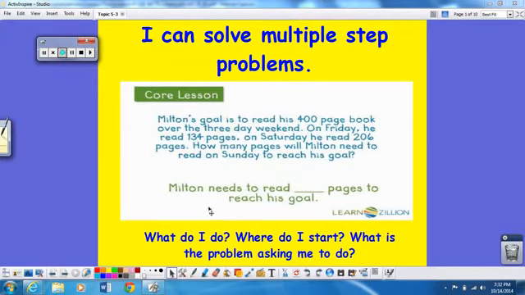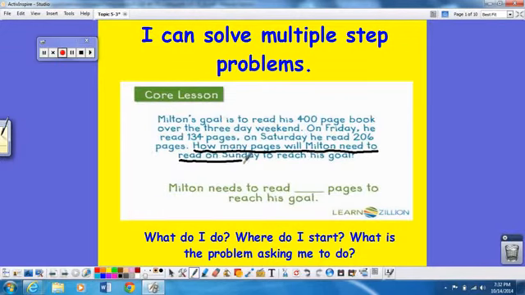So a lot of times we read problems like this and we just get frustrated and overwhelmed. But I want to help you today learn how to break problems apart and just get down to the nitty-gritty of what it's asking us to do. If you look in the actual problem, the bottom line question that it's asking us is found right here at the very end of the problem. How many pages will Milton need to read on Sunday to reach his goal? That's the bottom line question that we have to make sure we answer.